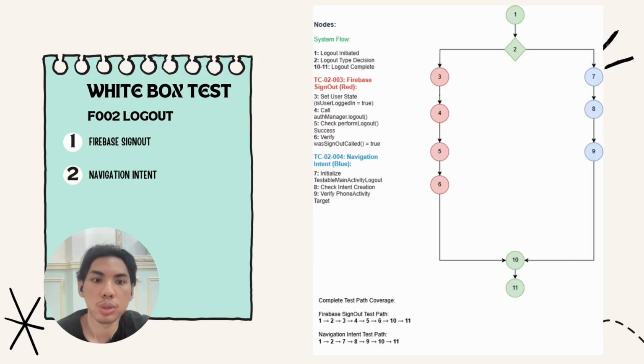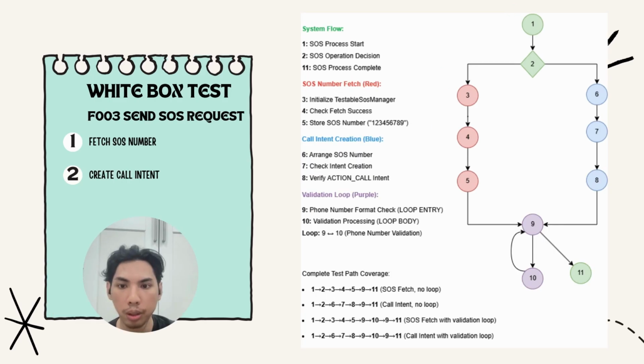The logout function F002 whitebox testing focuses on two critical areas. Firebase logout testing examines the complete authentication state management process, ensuring proper integration with the Firebase service, while navigation intent testing verifies the system correctly redirects the user and cleans up application state. Our control flow graph demonstrates the complete test path coverage from logout initiation through final state verification, ensuring no path remains untested.